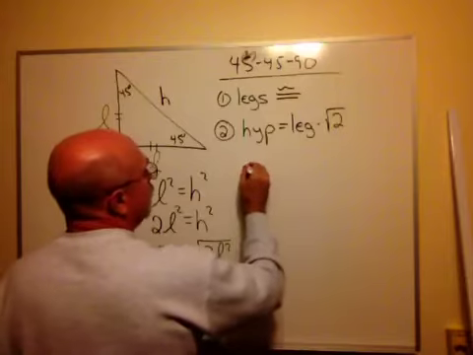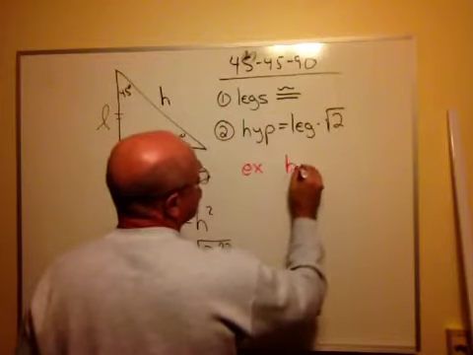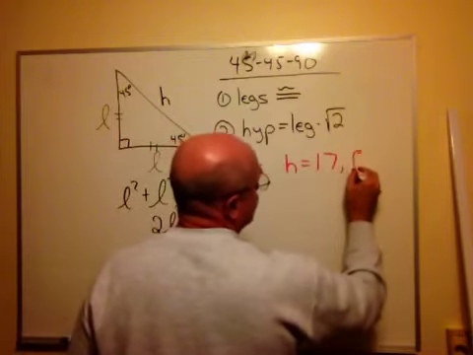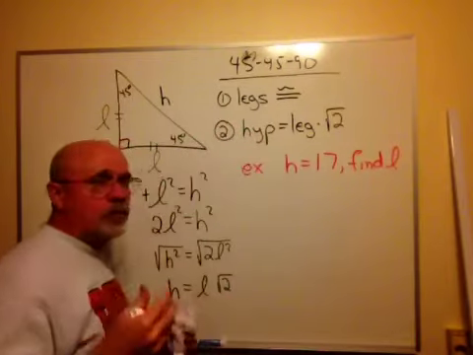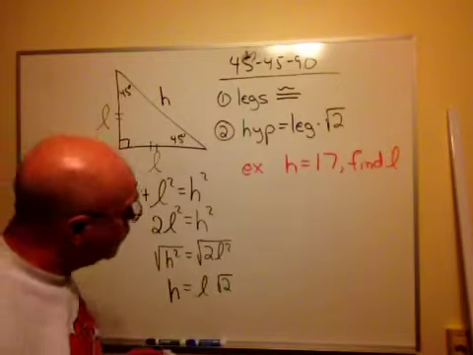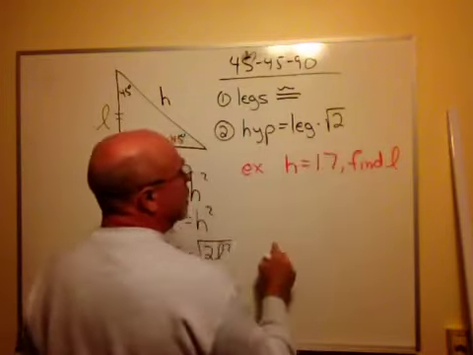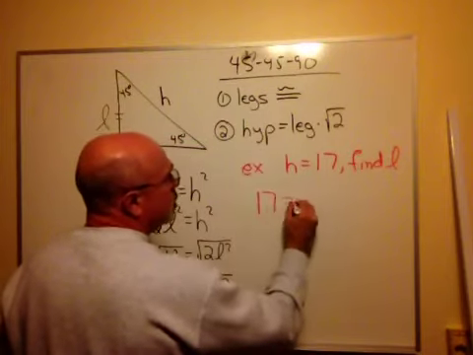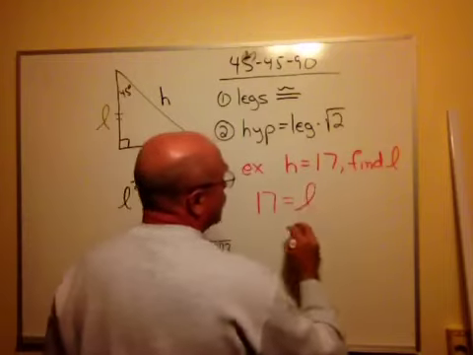In this example, I'm going to give you the hypotenuse. The hypotenuse, H, will be 17. And as you might suspect, we're going to find L. Well, the rule doesn't change because I'm trying to find something else. The rule is still hypotenuse equals leg times root 2. So under hypotenuse, I'm going to write this 17. It equals the leg, which is my L, root 2.